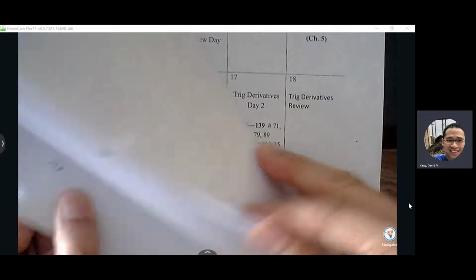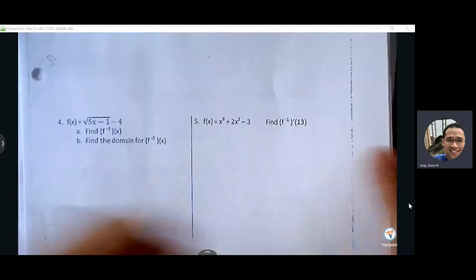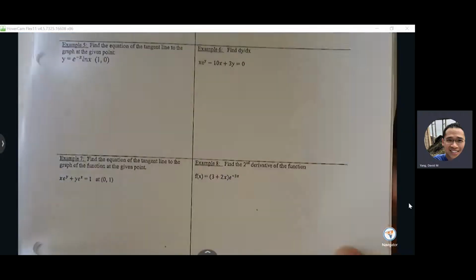All right, let's look at the notes that I have for today. Turning to page 13.